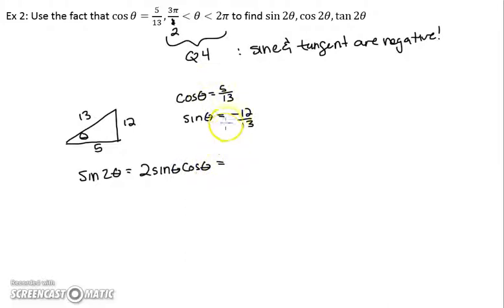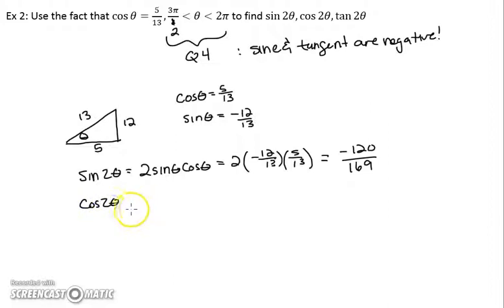Well, we now know what sine and cosine of theta are, so that's 2 times -12 over 13 times 5 over 13. And that's going to give us negative 120 over 169. So sine of 2 theta is going to be negative 120 over 169. Now we can look at cosine of 2 theta.